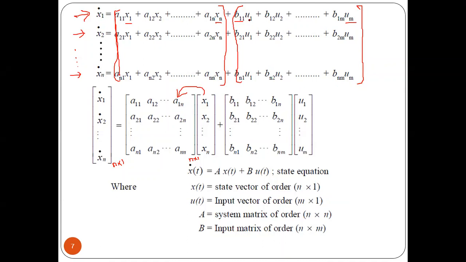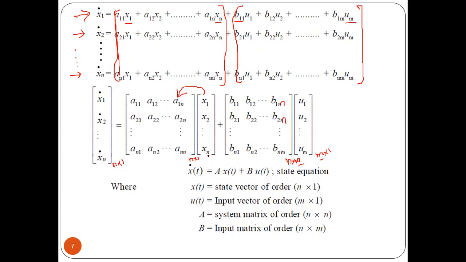So how to write this in the matrix? b11, b12, and so on, b1n, n columns and n rows, totally again. Here it is m, not n. So it is n by m matrix, and because this is having m number of input variables, its size is m by 1. Whenever these two are multiplied, the resultant will be n by 1 matrix.